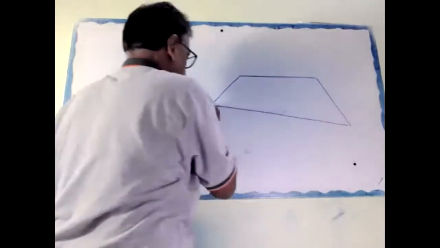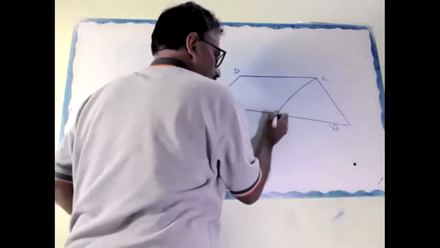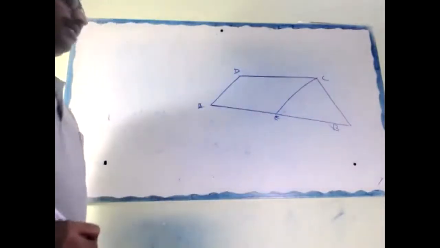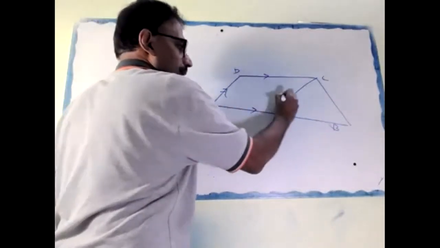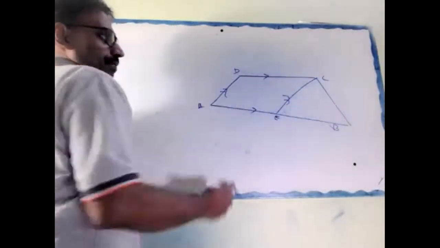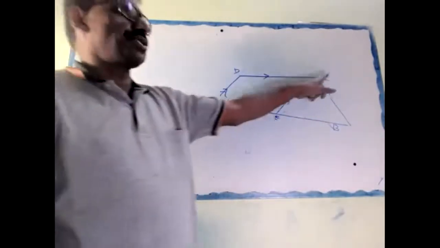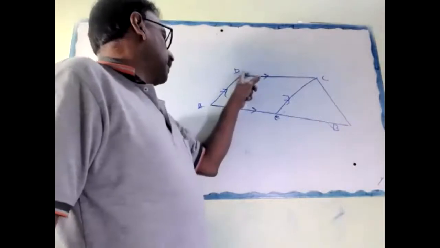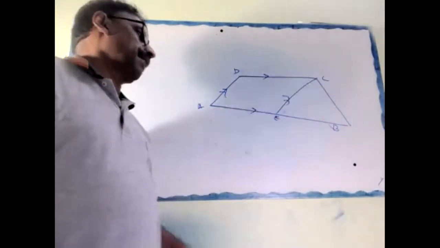Here, A, B, C, D. We drew a line parallel here, E. This one parallel here, and this one parallel here, so it's a parallelogram. Correct or no? Listen, what construction did we do? Through C, draw CE parallel to DA. Therefore, AECD is a parallelogram.